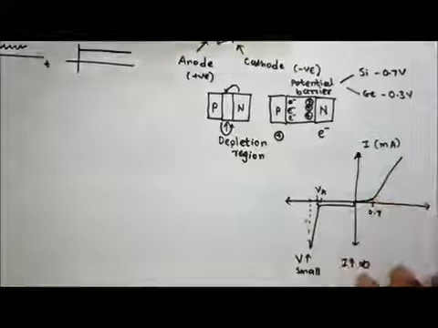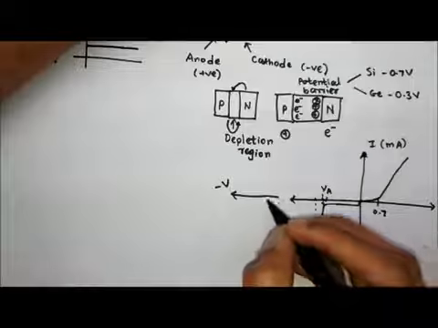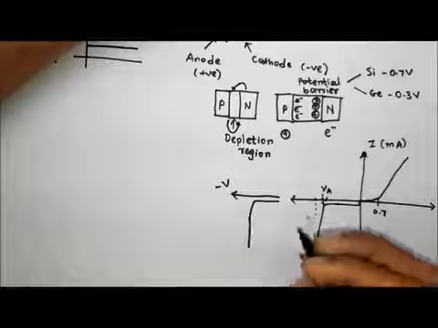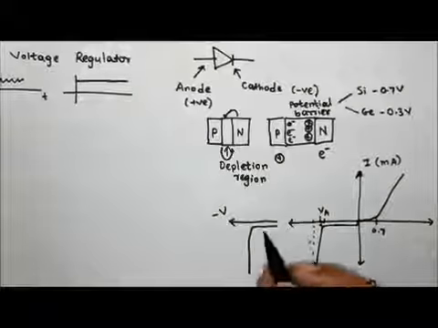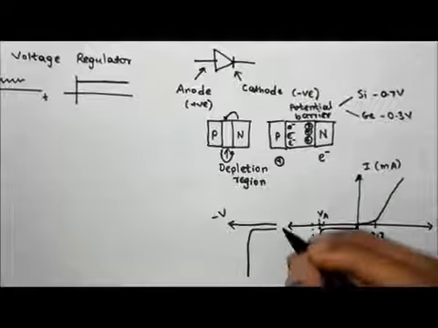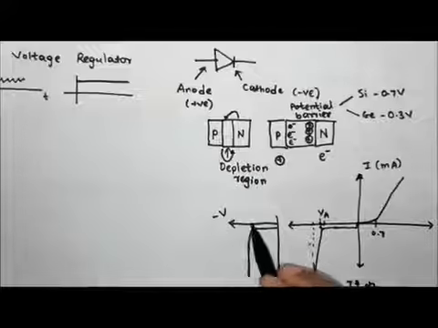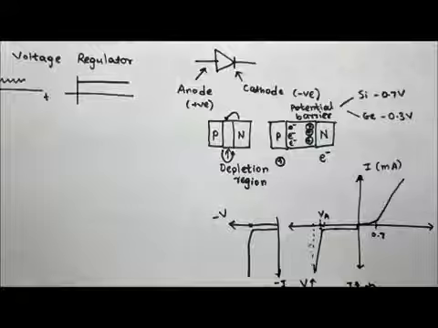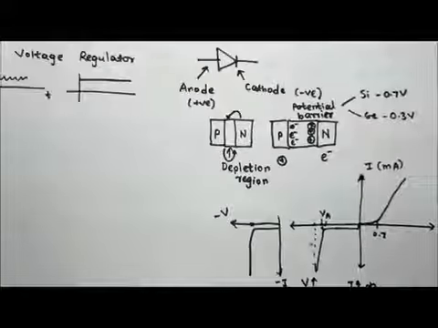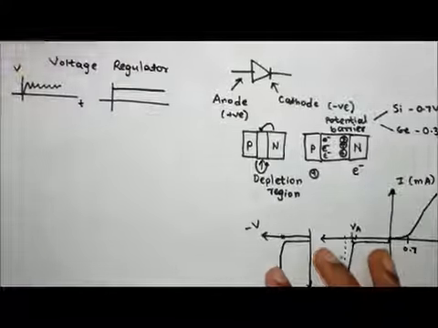Okay, in an ideal diode, the reverse characteristics will be almost a straight line, which means no matter how much current you change, the voltage won't change. Okay, so we use this property of a diode to design a voltage regulator. So let us see how a voltage regulator works.